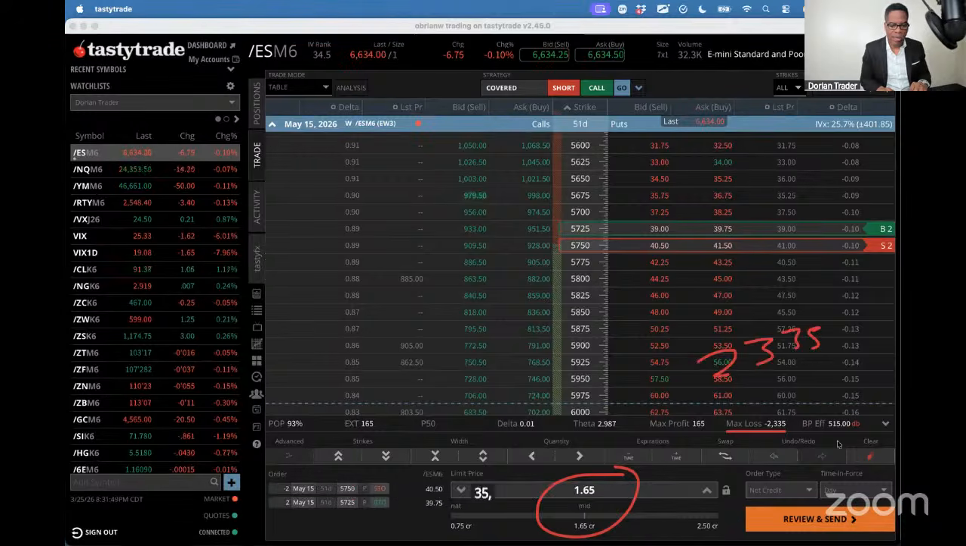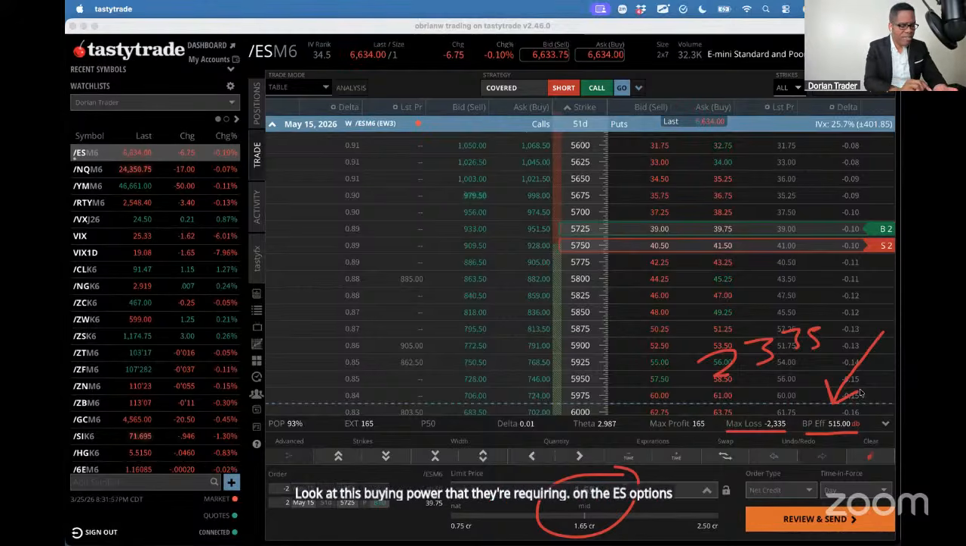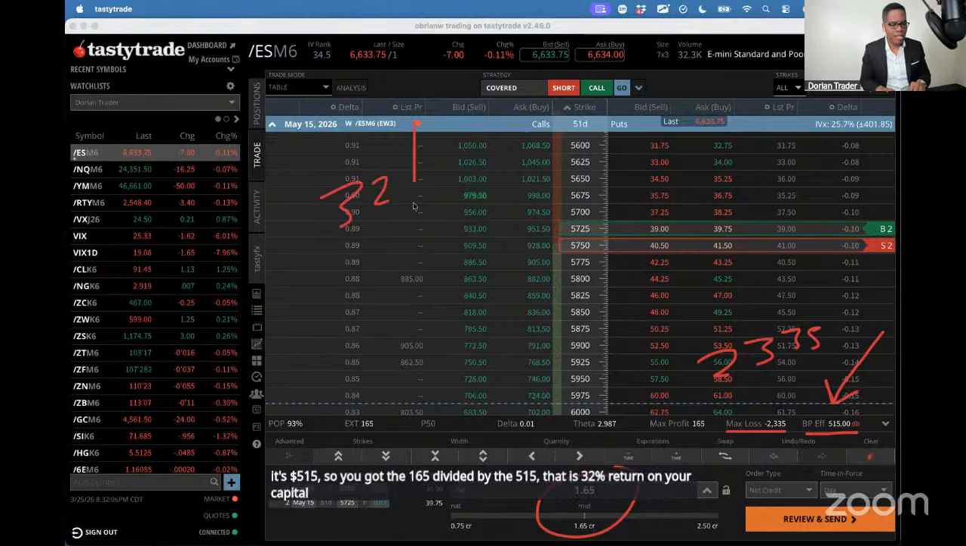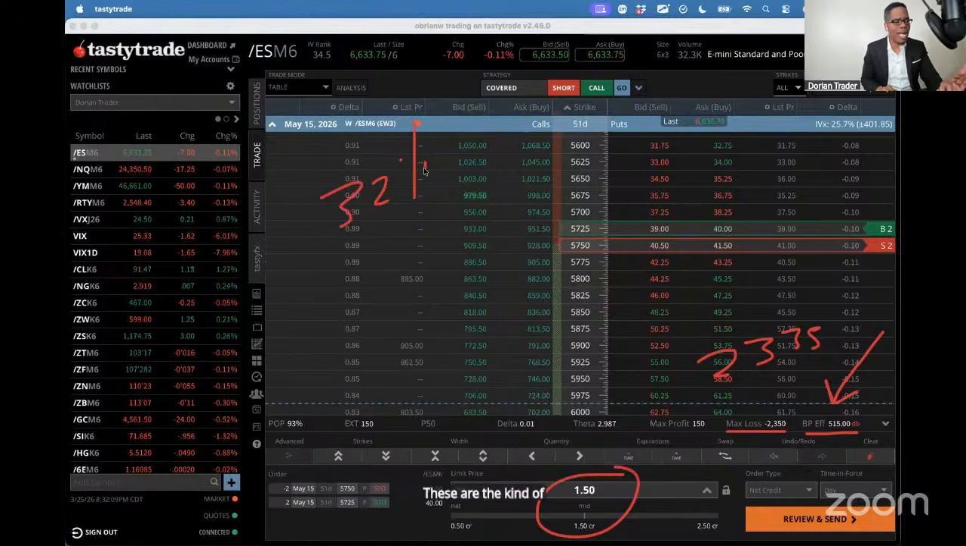23.35. But look at the buying power that they're requiring on the ES options. It's $515. So you take the 165 divided by the 515. That is a 32% return on your capital. These are the kind of things you'll learn at Dorian Trader. We will help you make money the most efficient way, the safest way. We're all about teaching you how to make money to at least supplement your income in a meaningful way by understanding how to use strategies that benefit you.